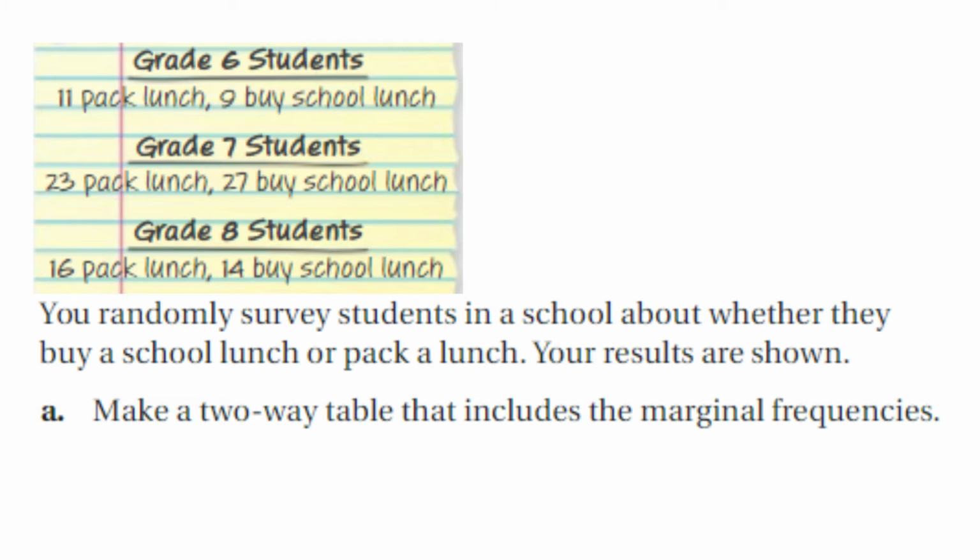Okay, here we have some data. It says for grade 6 students, 11 pack a lunch, 9 buy lunch. Grade 7, 23 pack a lunch, 27 buy it. Grade 8, 16 pack it, 14 buy it. So you randomly survey students in school about whether they buy a school lunch or pack a lunch, and these are the results. So we're going to make a two-way table that includes the marginal frequencies. So go and do that in your notes.